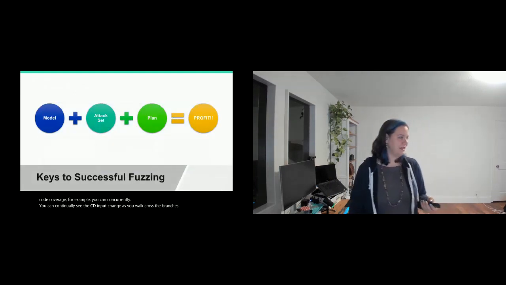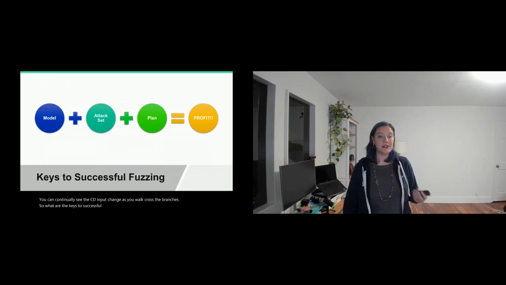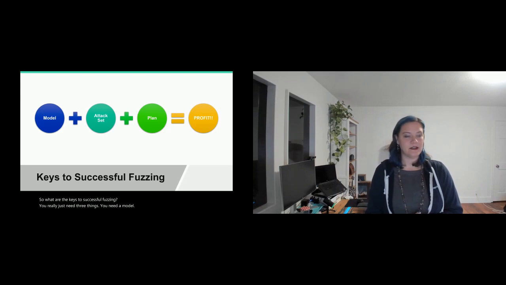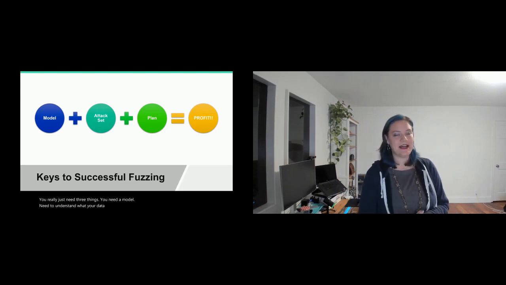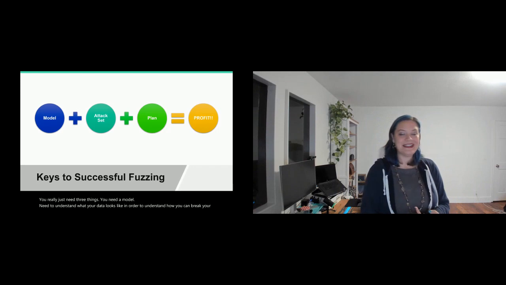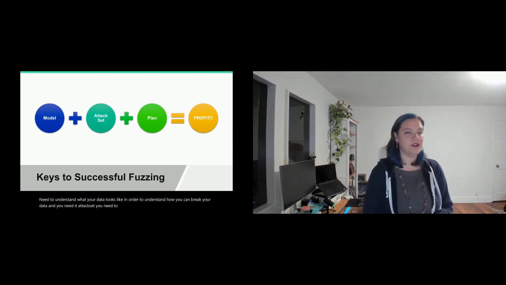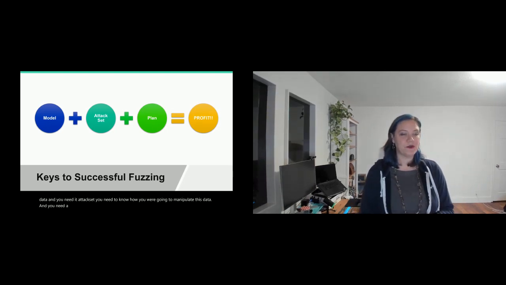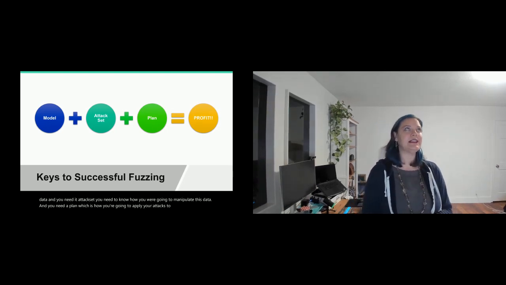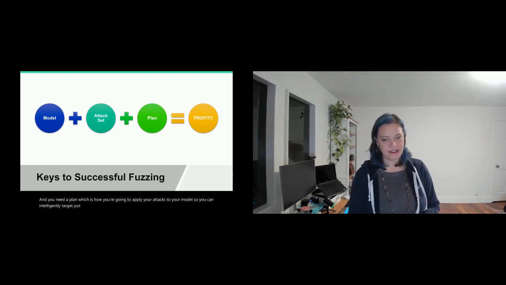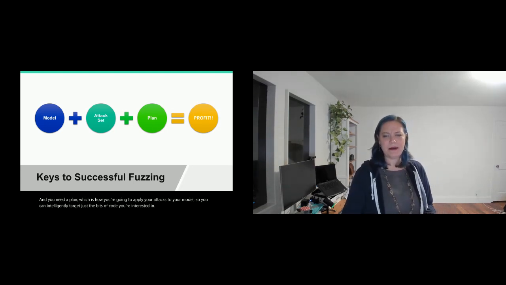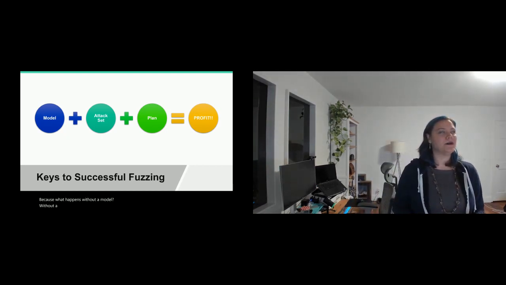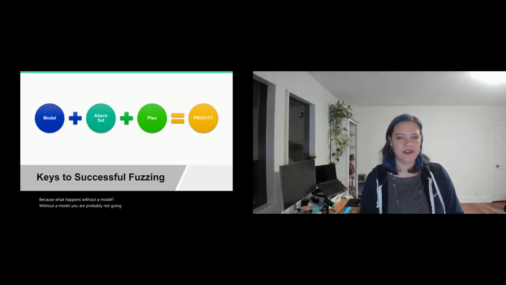So what are the keys to successful fuzzing? You really just need three things. You need a model. You need to understand what your data looks like in order to understand how you can break your data. And you need an attack set. You need to know how you are going to manipulate this data. And you need a plan, which is how you're going to apply your attacks to your model so you can intelligently target just the bits of code you're interested in. Because what happens without a model? Without a model, you are probably not going to fuzz anything very interesting to yourself.